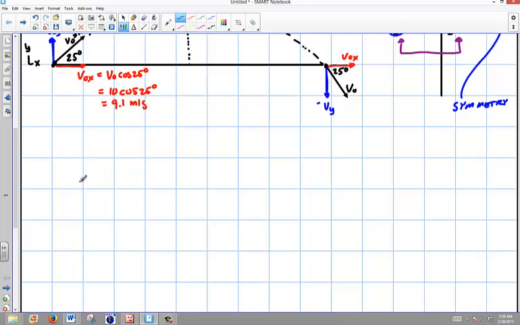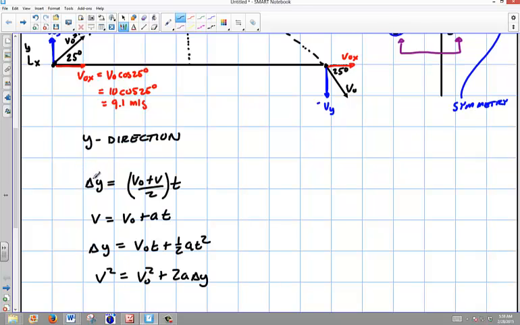So let me write all of these out for you. These are all the kinematics equations in the y direction for a constant acceleration. So just to review, we have delta y is v initial plus v over 2 times time. V final is v initial plus at. Delta y is v0t plus 1/2 at squared. And v squared equals v initial squared plus 2a delta y. People really like to go to these equations a lot, especially when we're dealing with projectiles. But in this particular case, we don't even need to look at these.